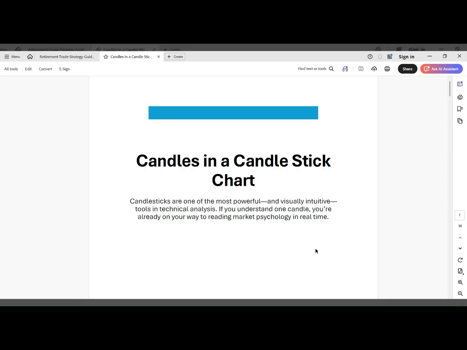And with this video, we're going to jump into breaking down the candle that you see in a candlestick chart.